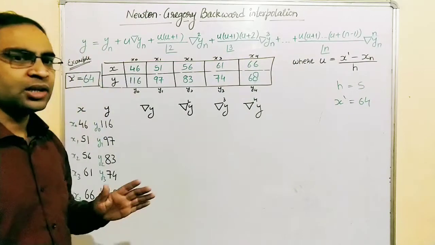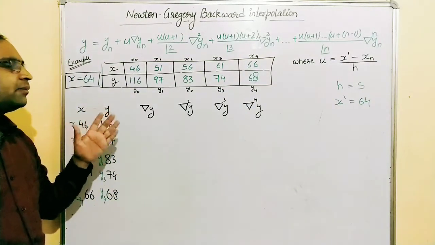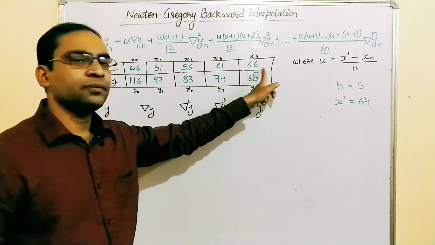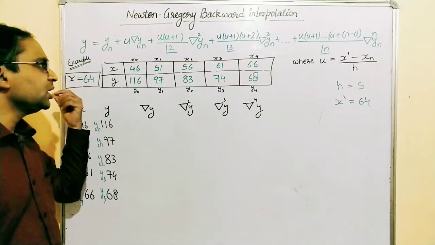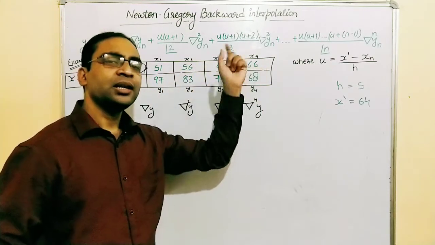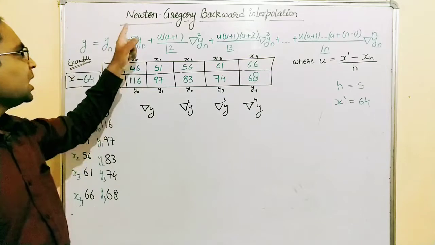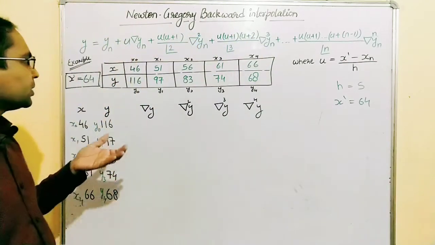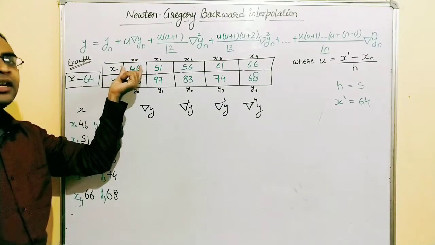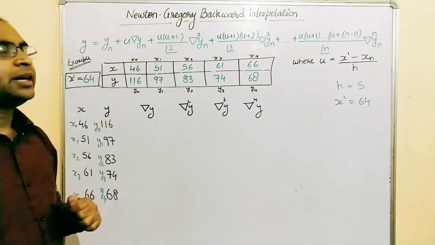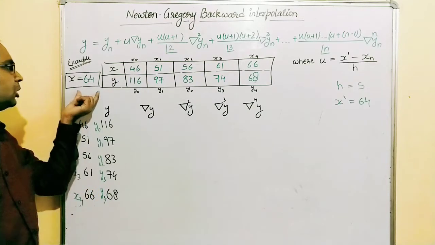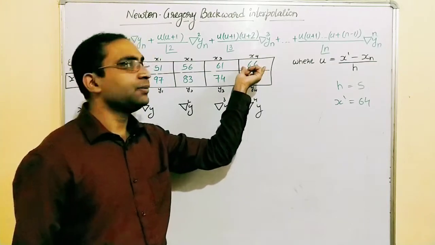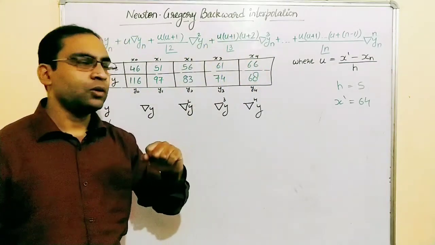This is the next thing to be noted, that whenever we have to evaluate the variable which is near to the last value, and you can see this 64 is near to the last value 66, then we definitely apply the backward interpolation formula. And if we have to evaluate a value which is closer to the initial value, then we apply the forward interpolation formula. But right now the questioned value is 64 and it is near to the last value, so we'll apply the backward interpolation formula.